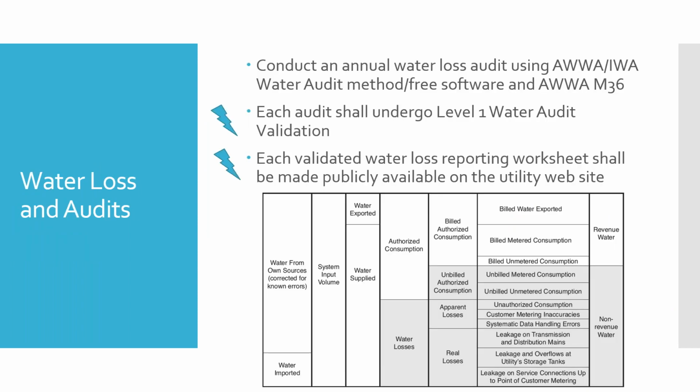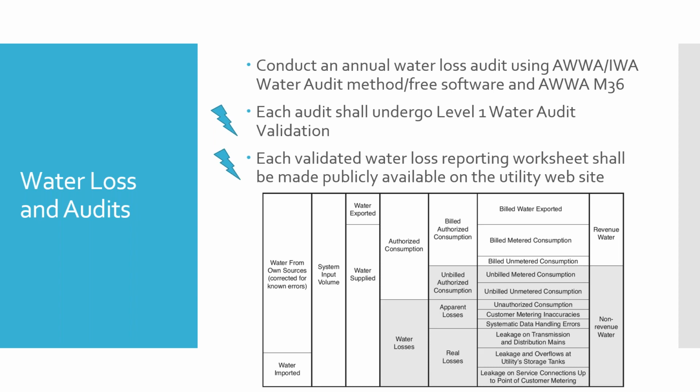Next slide. The water loss audit is a really key piece to any such program, and the standard calls for a utility to do an annual audit using the AWWA IWA audit method. A new requirement is that the audit undergo a level 1 water audit validation. Research has shown that the quality of the audits really varies from utility to utility, from year to year, and doing a validation helps to improve the quality.